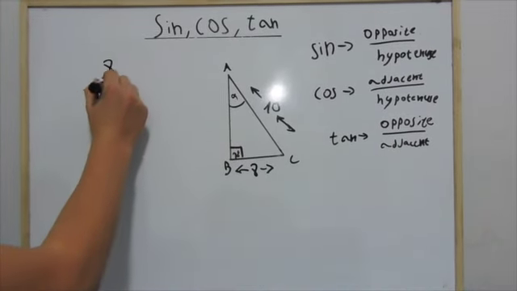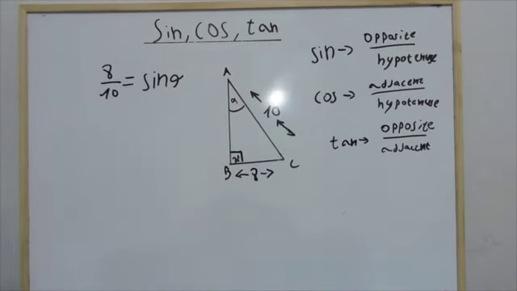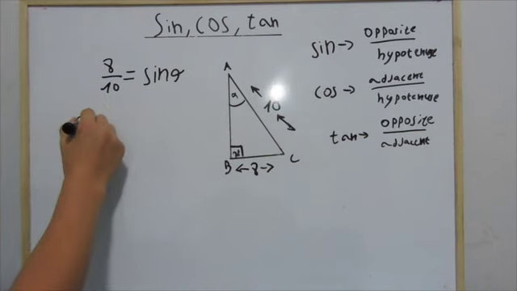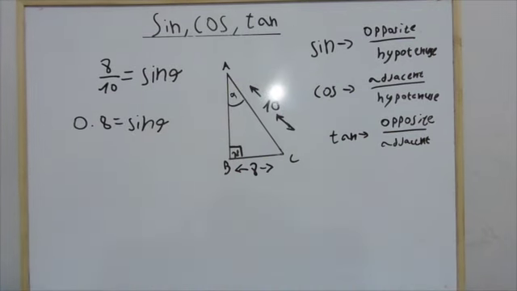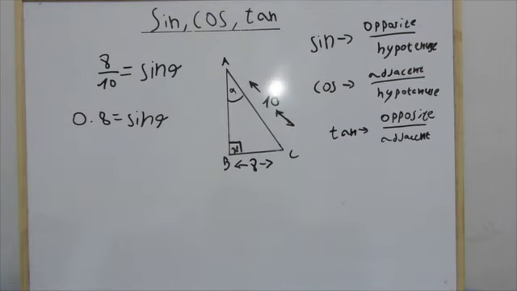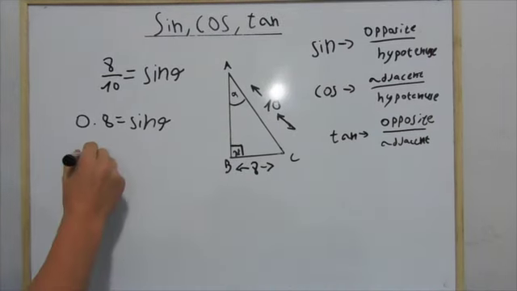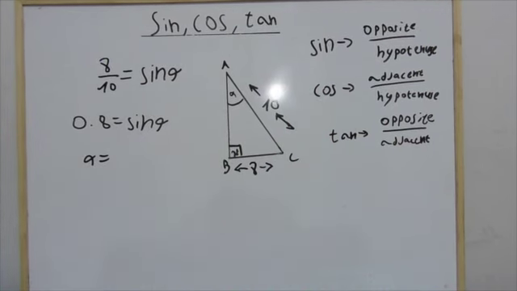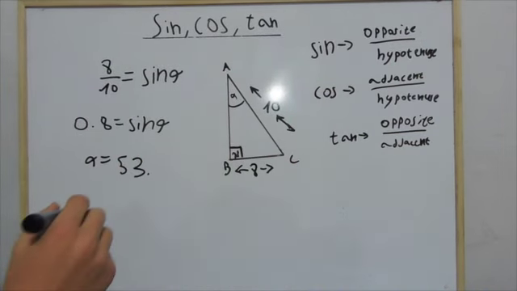8 divided by 10 equals sine alpha. Correct. Okay, so 8 divided by 10 is 0.8 equals sine alpha. So now, to find alpha, we need to use our calculator and press shift and then sine, and then just press the answer we have. So we press shift sine and 0.8, and that will give us the value of alpha. Alpha equals 53.13.